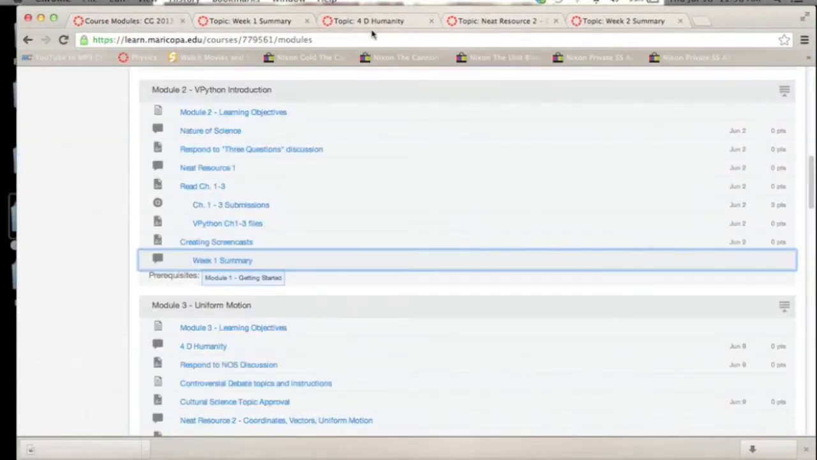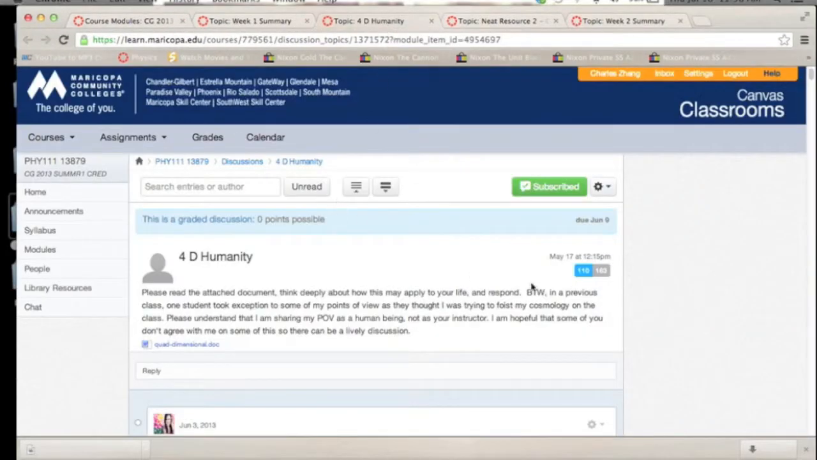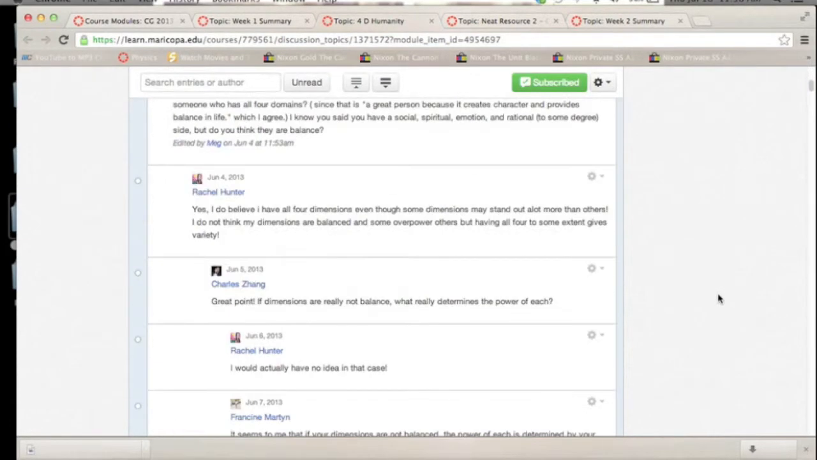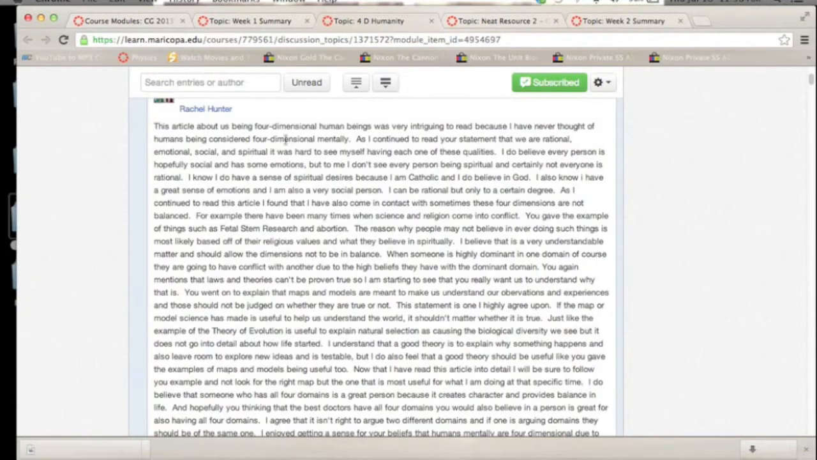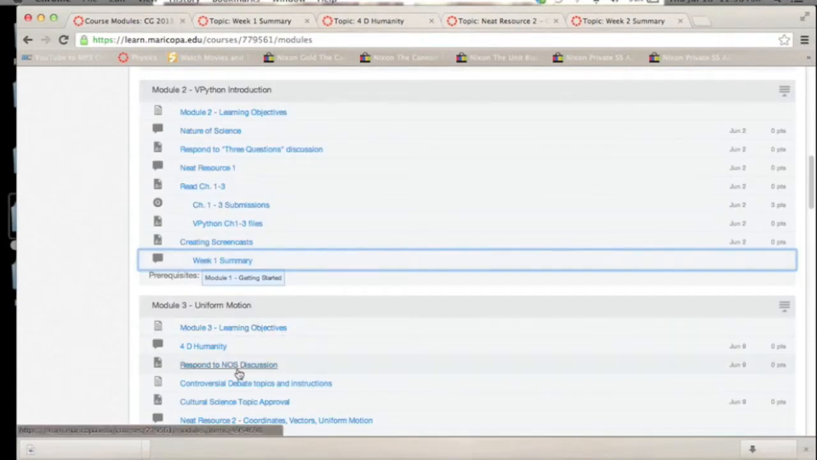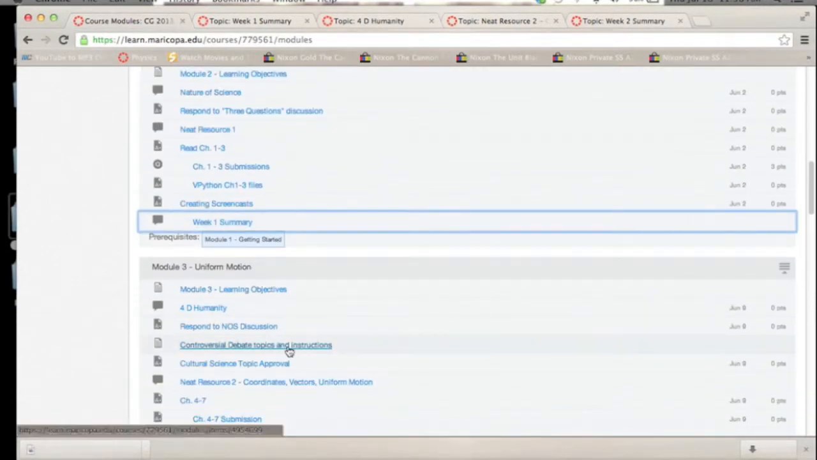Module 3, which is uniform motion. We started off with the 4-dimensional humanity, and this was a document that we had to read and give our own perspective on. And then we go into the response to nature of science. I responded to 8 of those. Controversial debate topics and instructions.